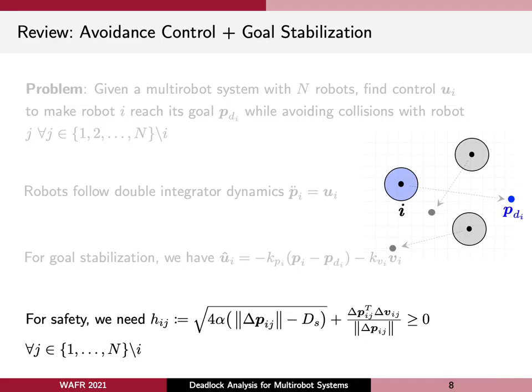We need that the distance between any two robots be at least d_s, where d_s is a desired safety margin. So we pose a safety index, which is pairwise for robots i and j, called h_ij, and i and j are safe if and only if h_ij is non-negative. h_ij is known as a control barrier function, that is a CBF. Here alpha represents the magnitude of maximum acceleration allowed for each robot, and we assume identical bounds for all robots.